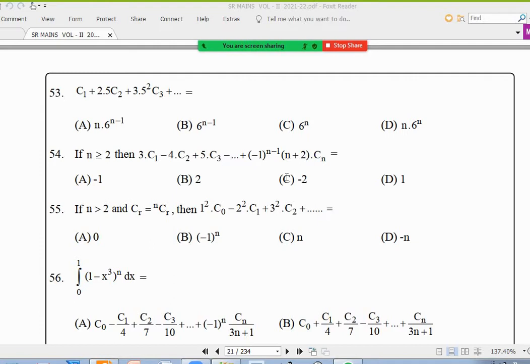If you want to see it, put R equal to 1, so on. You will get N minus 1 C0 into 5 power 0, N minus 1 C1 into 5 power 1, N minus 1 C2 into 5 square, so on up to N minus 1 C N minus 1 5 power N minus 1. You can easily see this is actually binomial expansion of 1 plus 5 whole power N minus 1, which is N into 6 power N minus 1.